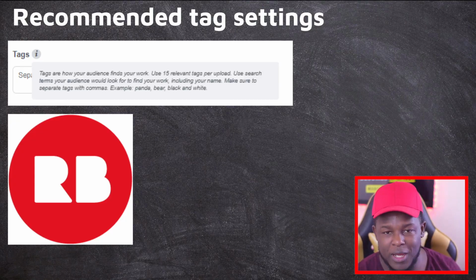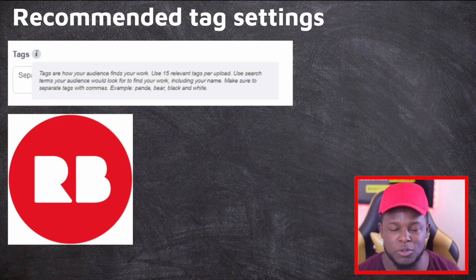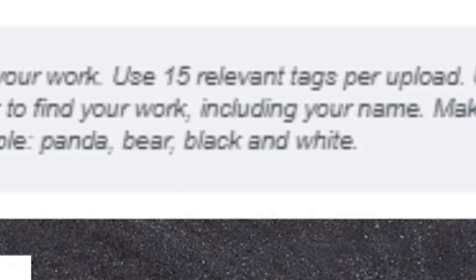Now, in Redbubble's recommended tag settings, they say use 15 relevant tags per upload and use search terms your audience would look for to find your work. And they even show an example featuring information that someone could use if they were creating a panda design, and the examples show panda, bear, black and white as the tags. Now, this is what Redbubble is saying people should do, but people are not doing this and it's becoming a major problem. So much so that a lot of you guys have actually started to hit me up in the comment section talking about this.